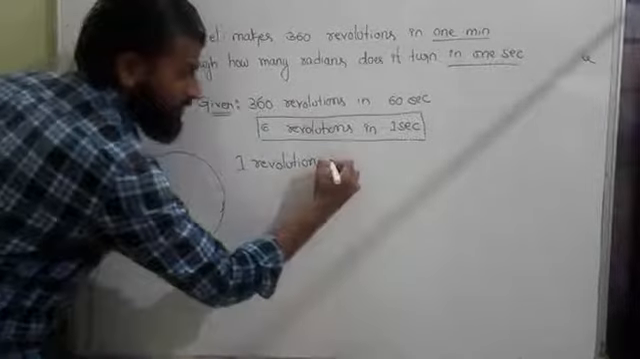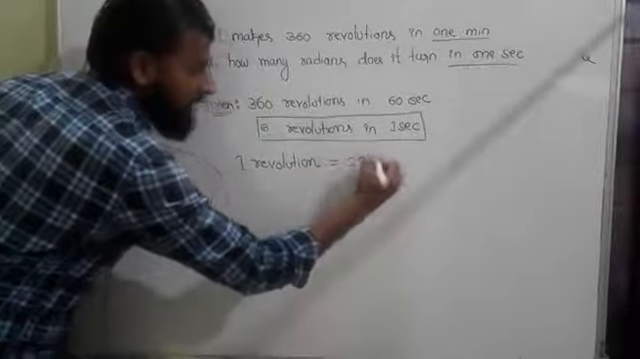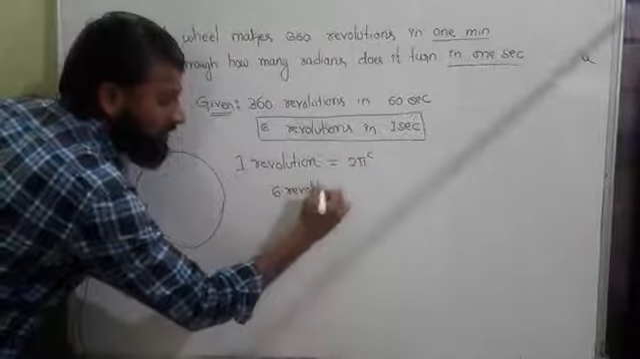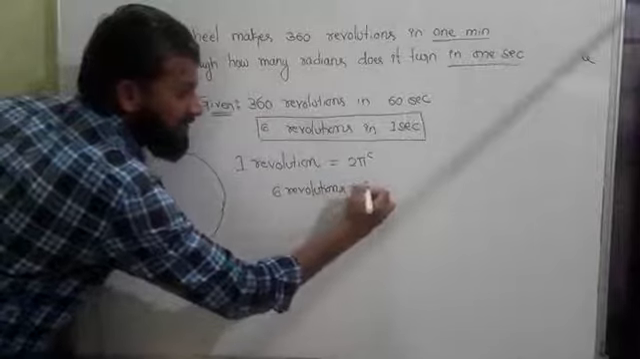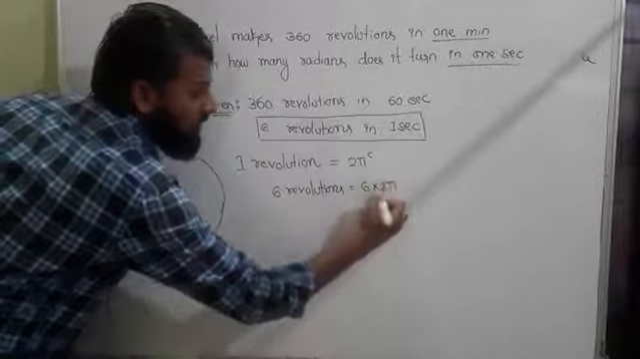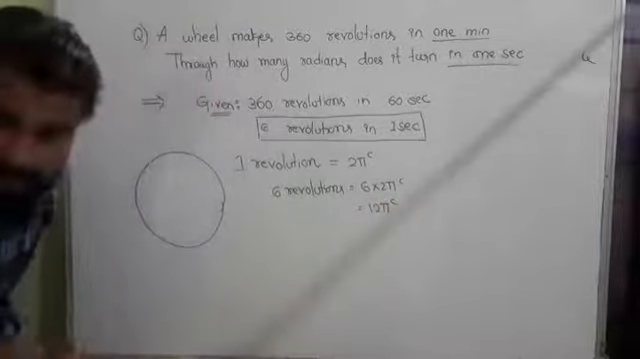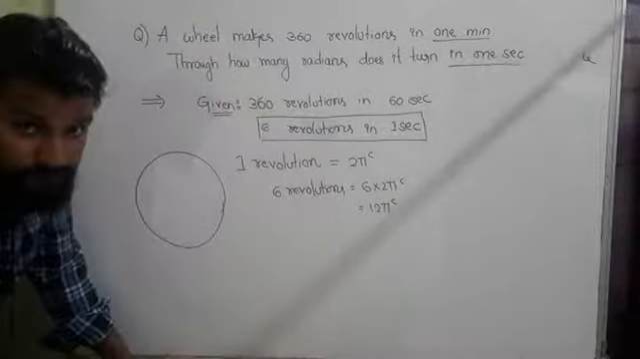So 1 revolution is equal to 2 pi radians. Therefore 6 revolutions is equal to 6 times 2 pi radians, that is 6 2s are 12 pi radians. I hope you understood the question.